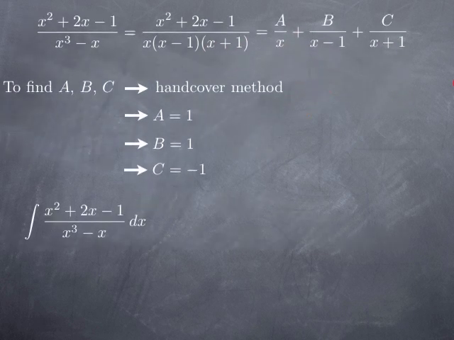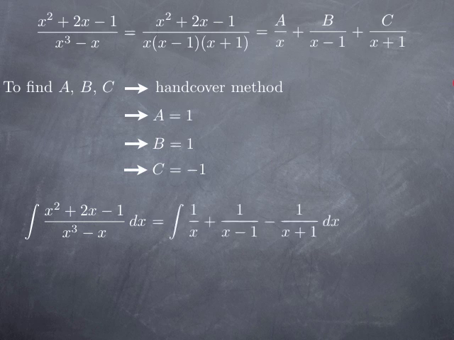Now what does that mean? The function x squared plus 2x minus 1 divided by x cubed minus x can be rewritten as a over x plus b over x minus 1 plus c over x plus 1, where a and b are 1 and c is negative 1. In other words, we can rewrite our integral this way, and now we have a sum of three terms that are easy to integrate. We get natural log of absolute value of x plus natural log of absolute value of x minus 1 minus natural log of absolute value of x plus 1, all of this up to a constant.